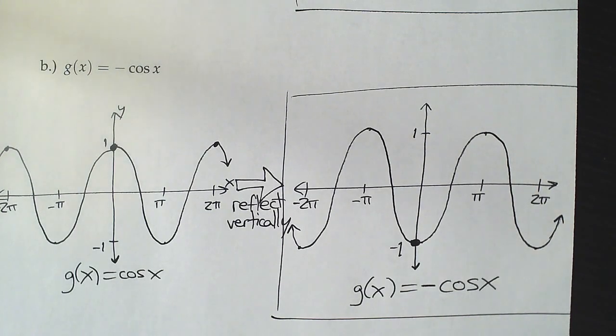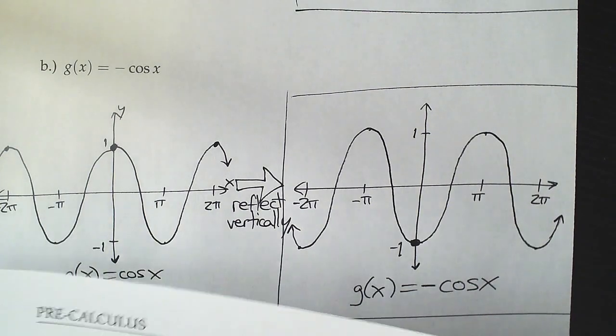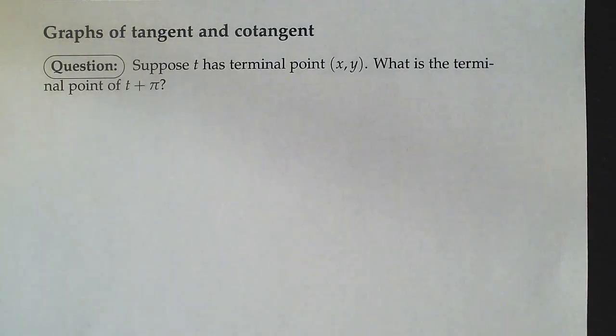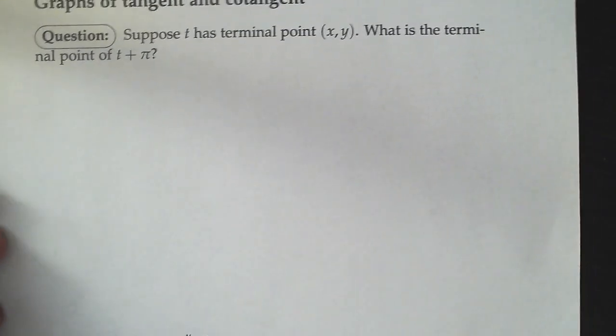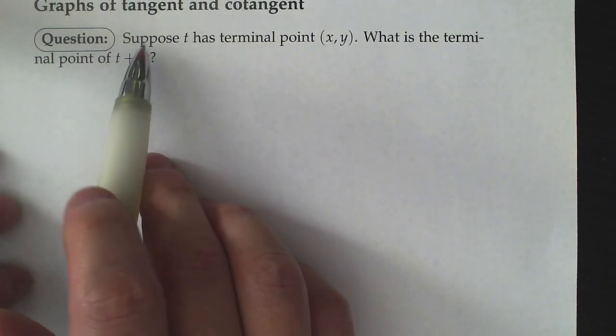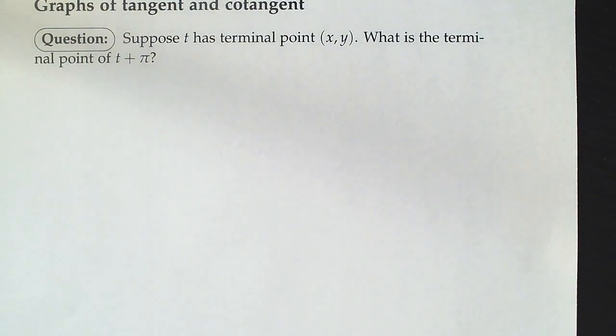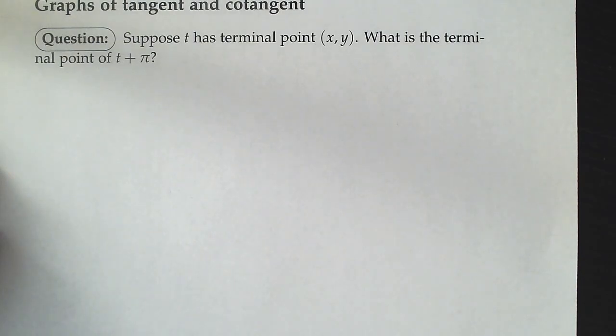So far we've focused on sine and cosine, and the truth is sine and cosine are the most important, but we also want to talk about the other ones. I'll go through the other ones a little bit quicker. So we want to talk about tangent and cotangent. We're going to do those together. First of all, there's a question for us. If a value of t has a terminal point of x y, what is the terminal point of t plus pi?